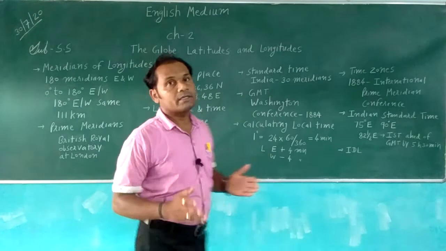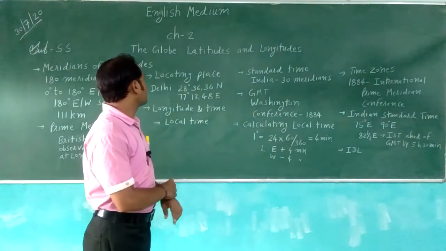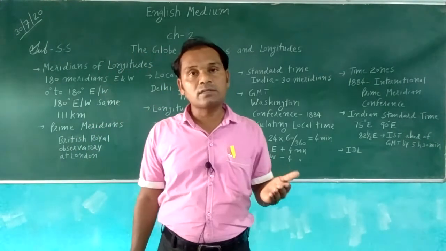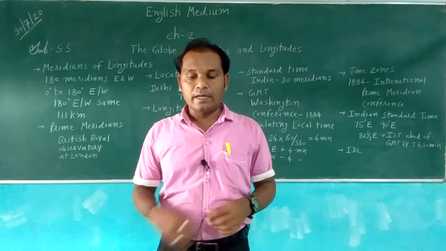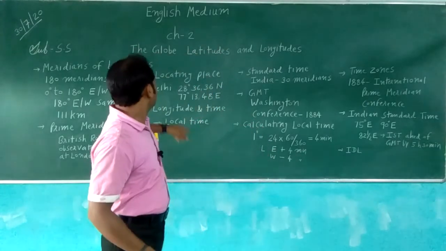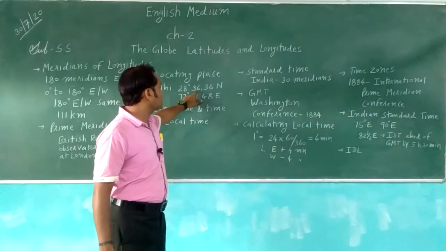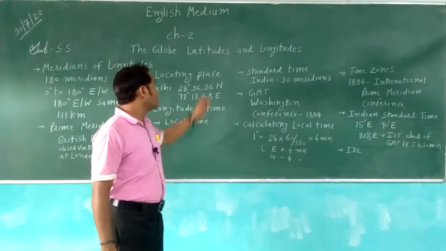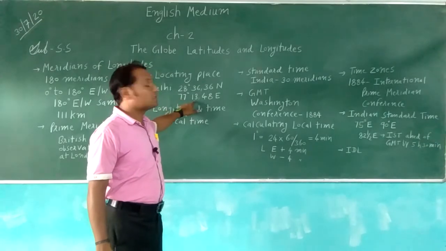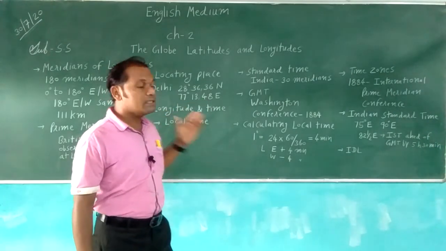Suppose we want to locate any place on the earth. We'll find that the system gets the information about the location of any place by longitudes. For example, we'll take Delhi. Delhi is at 28 degrees 36 minutes and 36 seconds north, and 77 degrees 30 minutes and 48 seconds east.